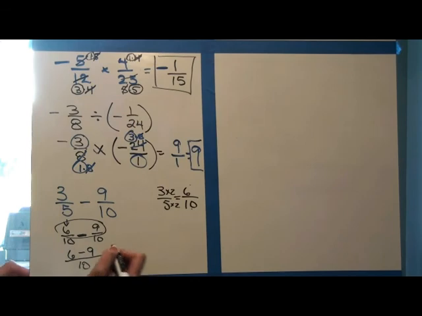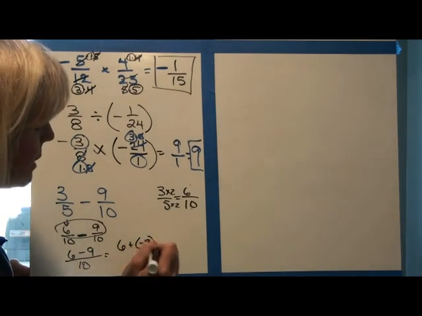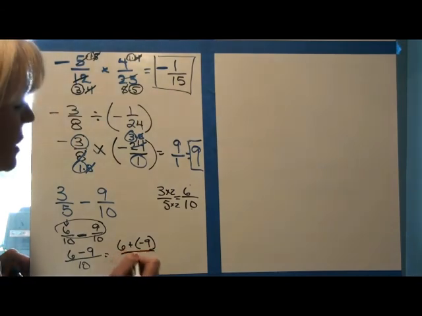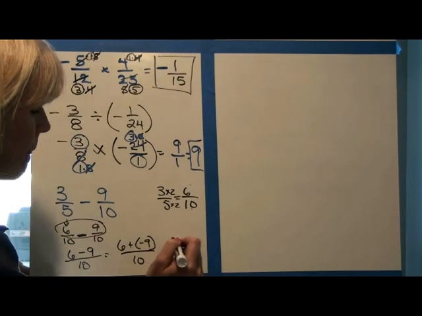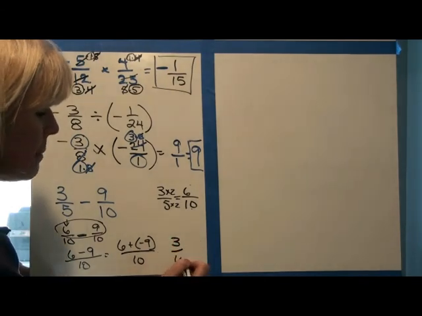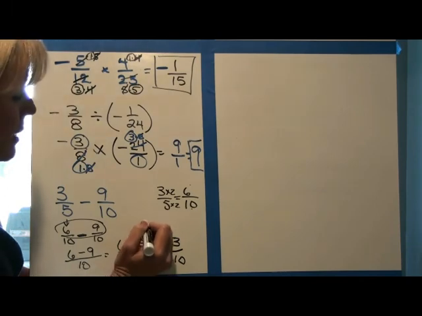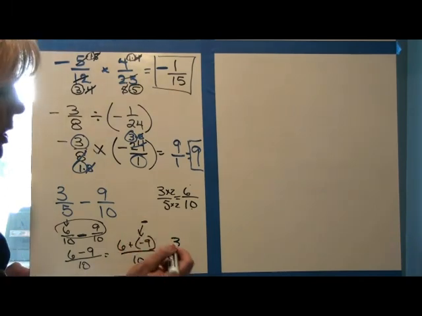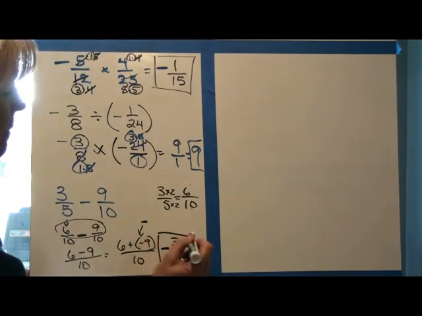Some of you would see that as 6 plus a negative 9, still over 10. Different signs, so we subtract 9 minus 6, which is 3. Still a 10 in the bottom. But I had more negatives, right? More negatives. So my answer is negative. This is the final.